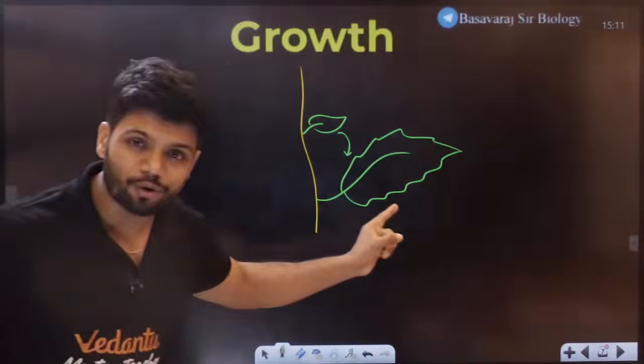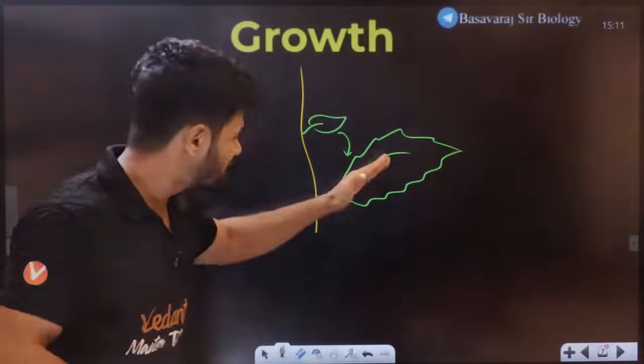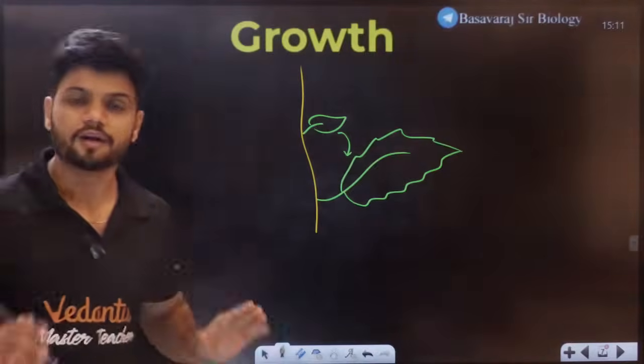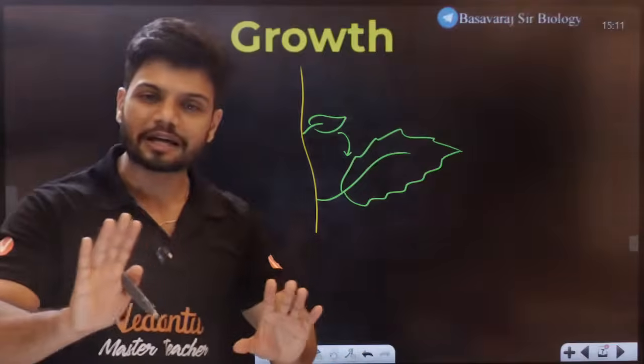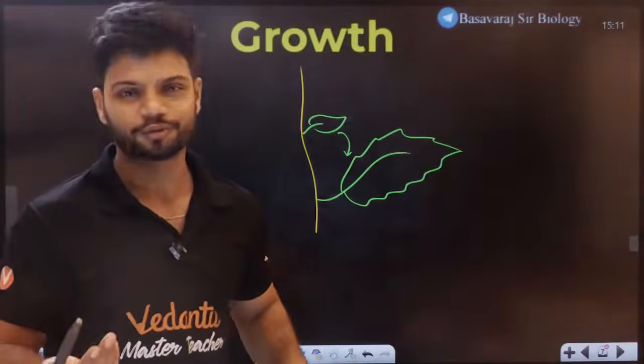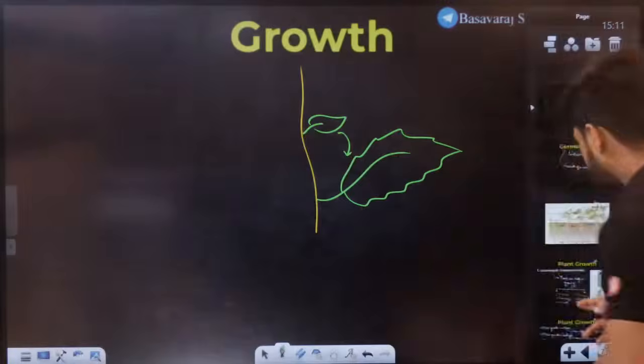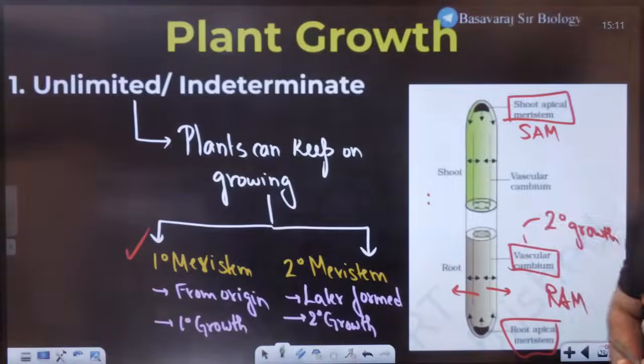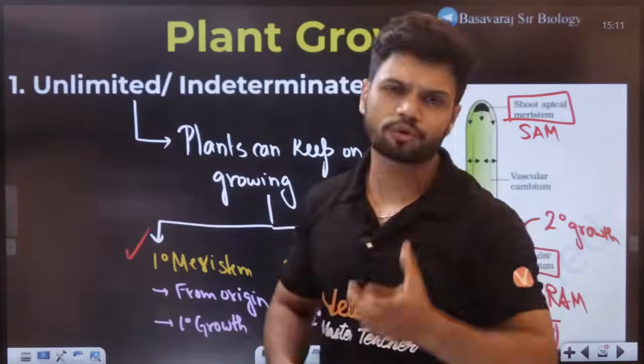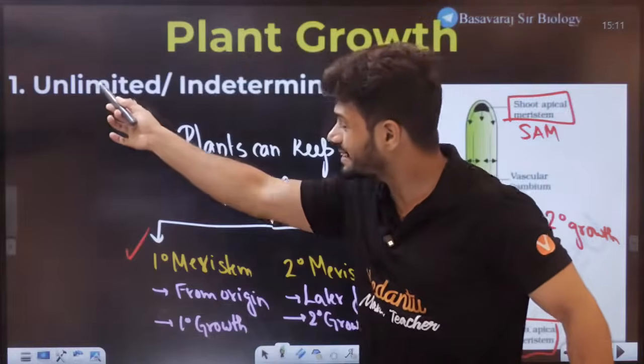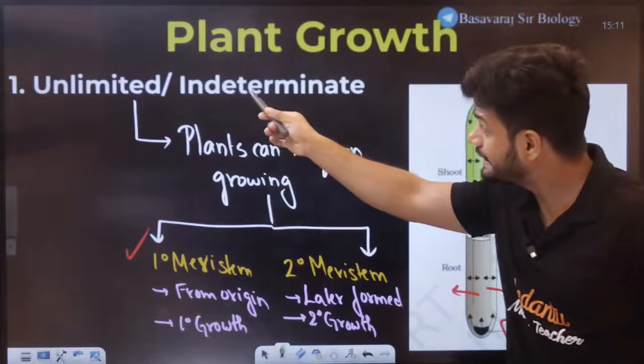Now, is this called growth? It is growth because this leaf cannot become a small leaf again. जो हो गया, सो हो गया. It cannot go back. That is called growth. Okay. Now, students, there are a few definitions which you need to know. First thing which you need to know here is plant growth is unlimited or indeterminate.